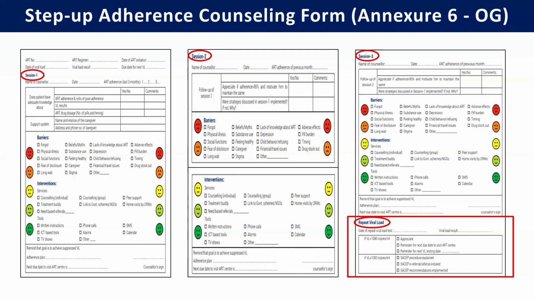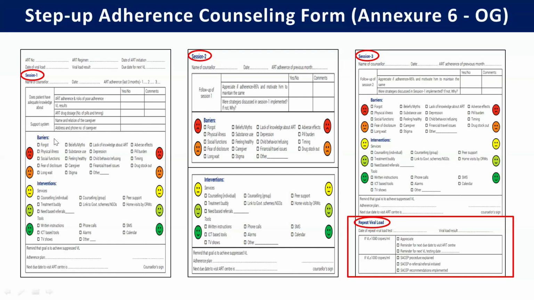So again, it is the duty of the team, the medical officer or the pharmacist, to explain how to take the drugs. And when the patient is not adherent, we have to actually find out. We have to show the pills and ask them how they are taking, so we'll know whether they are taking properly and at what time. Then, what is the support system for the patient? That also should be documented in this form: name and relation of the caregiver, address and phone number of the caregiver, so that we can cross-check later on and ask the caregiver whether the patient is adherent or not.